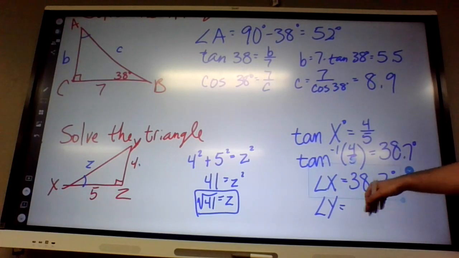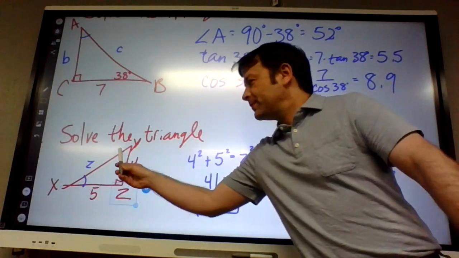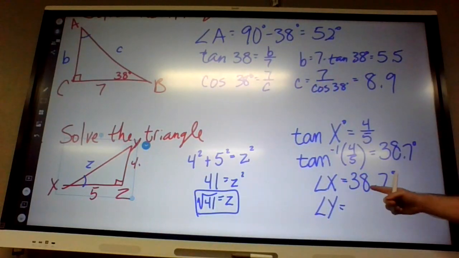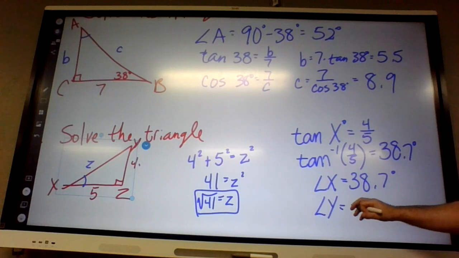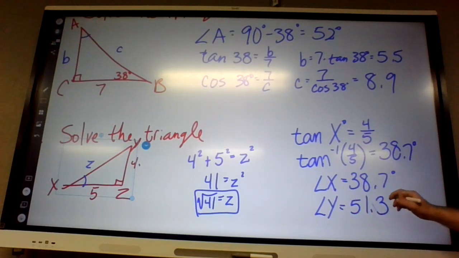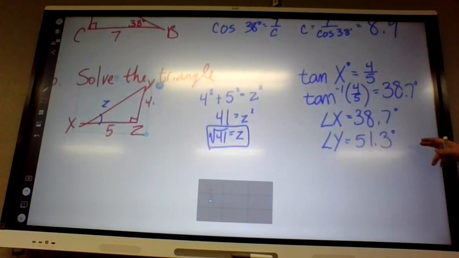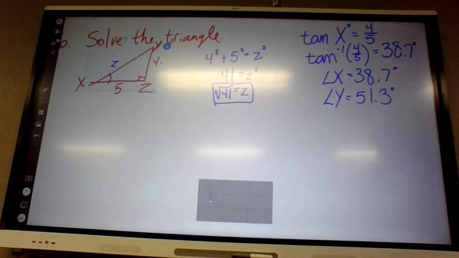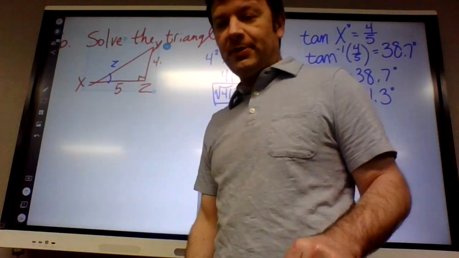Okay, you could just do 90 minus this for this. You don't have to use trig again. So 90 minus 38.7 is 51.3. Nice even numbers. Just end there. We're not using all our time. I want to make sure we got plenty of time tomorrow. You guys won't even be here for the end of it.